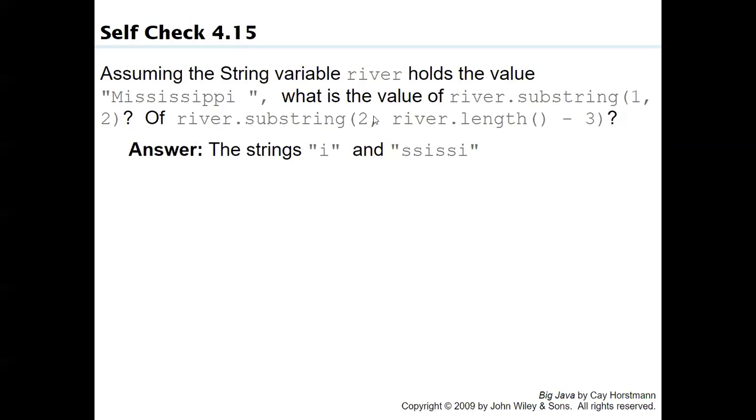Of river.substring(2, river.length() - 3), what would you get? Well, these are the 2 answers. You just get the letter I for the first one, and then you get this for the second one.